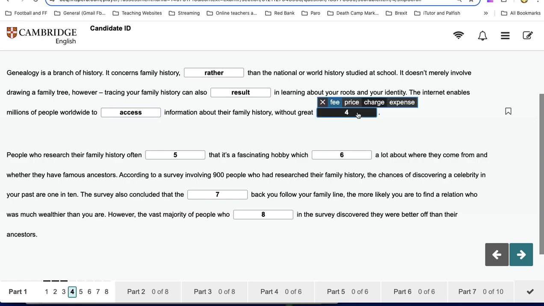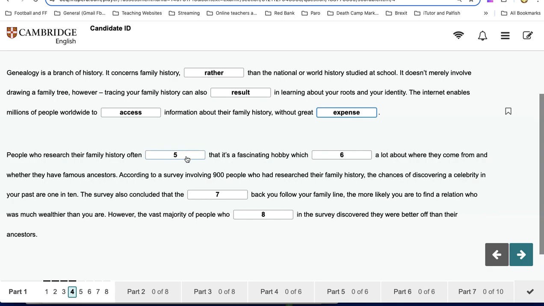Without great fee, price, charge, expense. Again, this is 4 words that are very similar. They're all to do with money. But without great fee, no. Without great price, no. Without great charge, no. Without great expense. It's just a better collocation. You say without great expense as a synonym for something cheap.